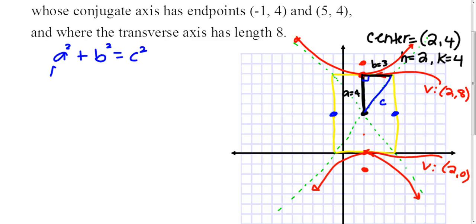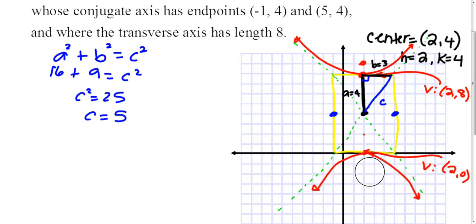So I have 16 plus 9 equals C squared. Wow, this came out to be pretty. Aren't we lucky? So C squared is 25 and C is 5. That means that my foci are 5 up from my center and 5 down from my center. And I actually estimated those pretty good.